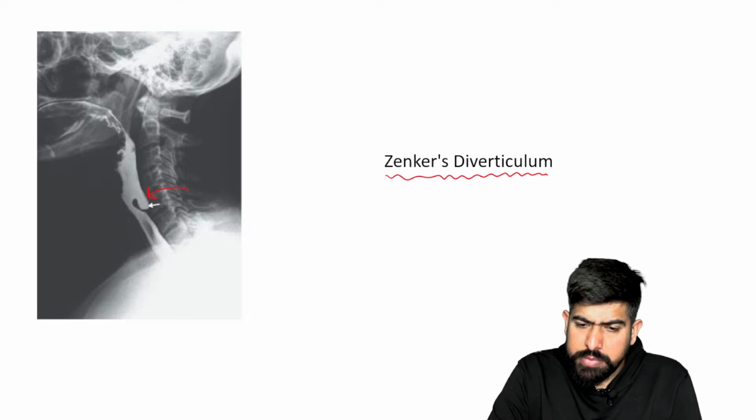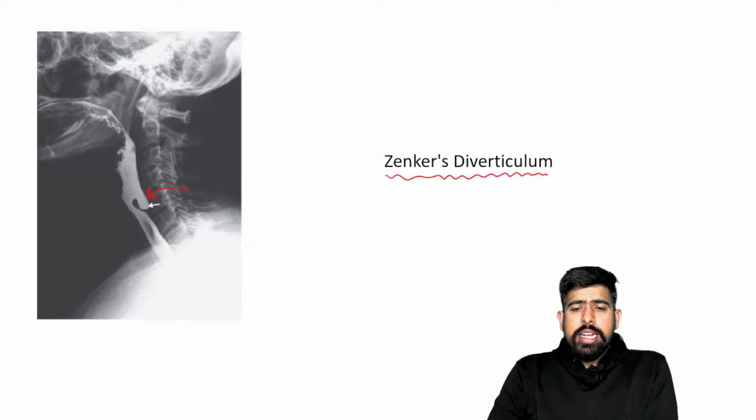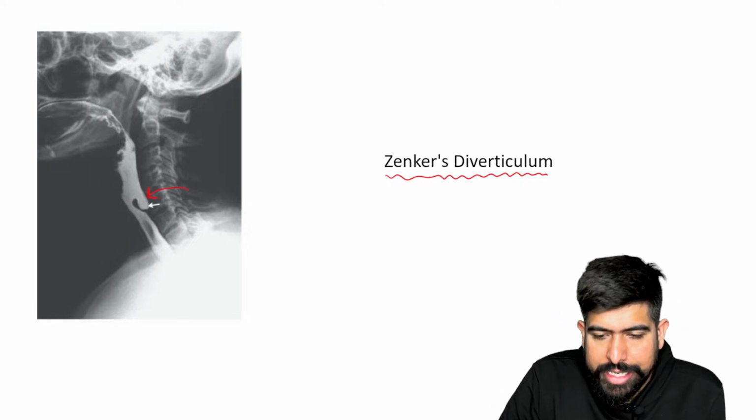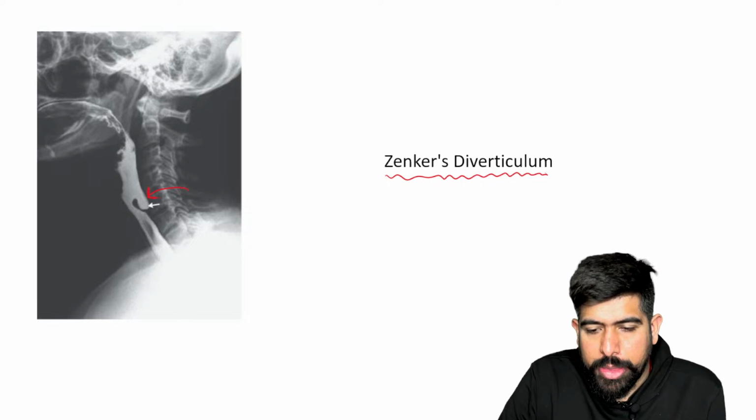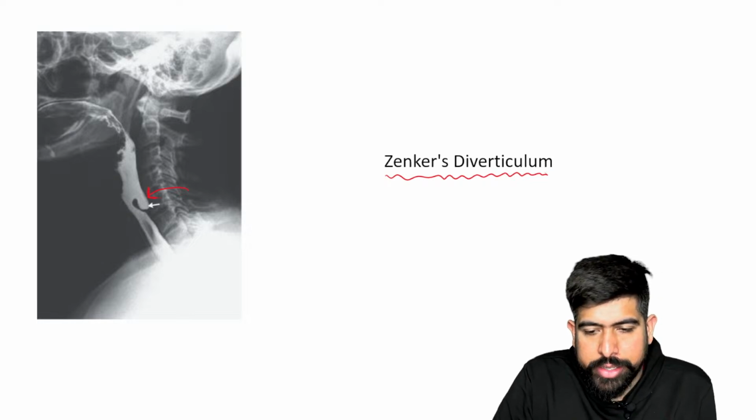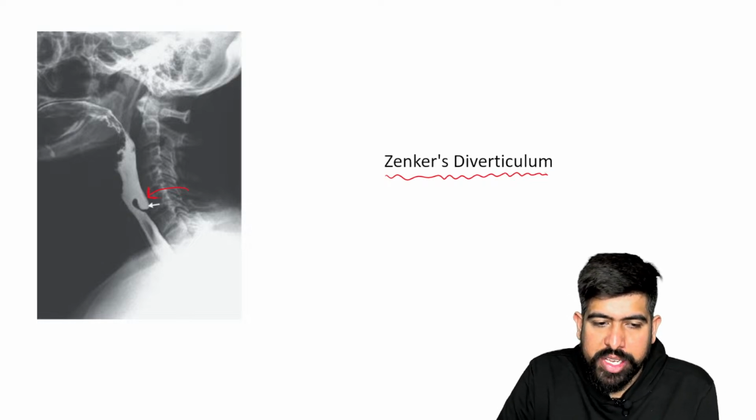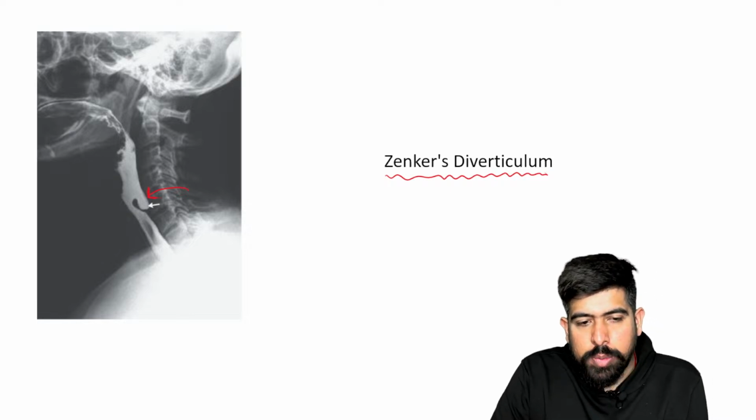Is it clear? So Zenker's will be seen here, right? This is the outpouching of, yes, which muscle? Very good. Inferior constrictor muscle of the esophagus. Very good, doctor. So this is the outpouching of the esophagus.